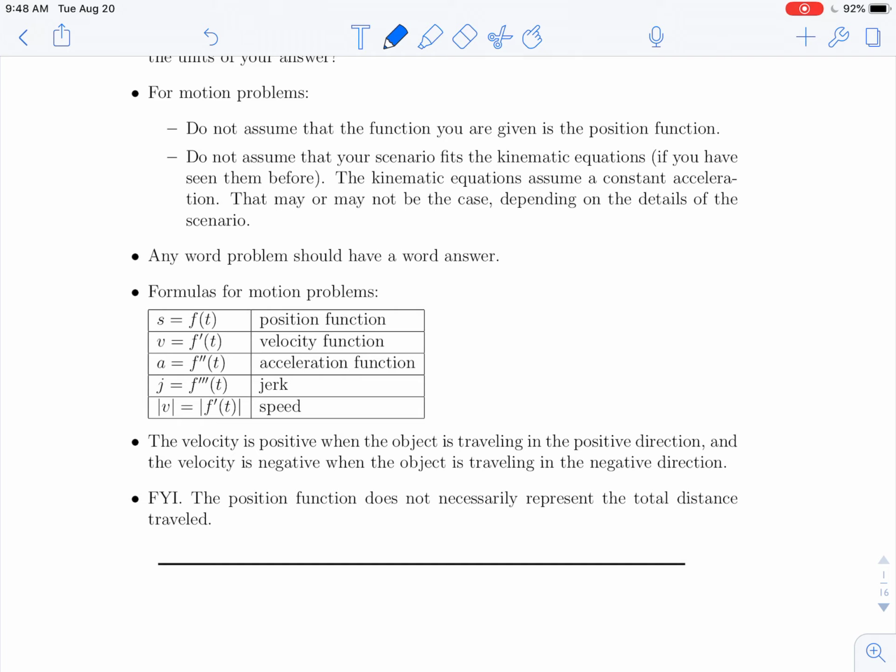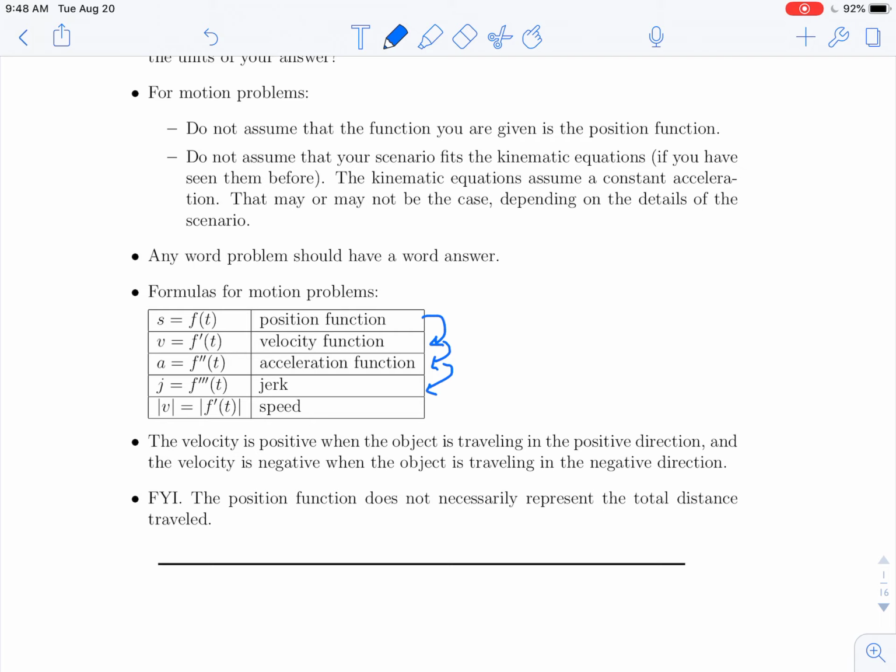Formulas for motion problems. s equals f of t is the position function. To get the velocity function, you take the derivative of the position function. So the velocity is f prime of t. When you take the derivative of the velocity function, you get the acceleration function. When you take the derivative of the acceleration function, you get the jerk function.